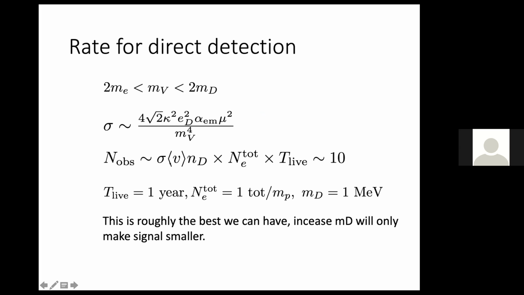And then if we put all the numbers together: this is today's energy number density of the dark matter, this is the cross section, this is the average velocity of the dark matter around us, this is the total number of electrons in the xenon 1-ton detector, and this is the total lifetime of the experiment. If we assume the lifetime is 1 year, a ton scale detector, and a dark matter mass of about 1 MeV, then from this formula we can have 10 events in the detection.